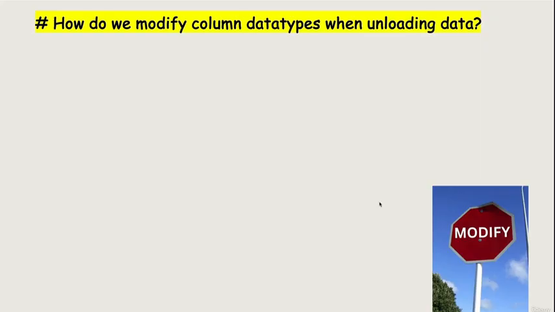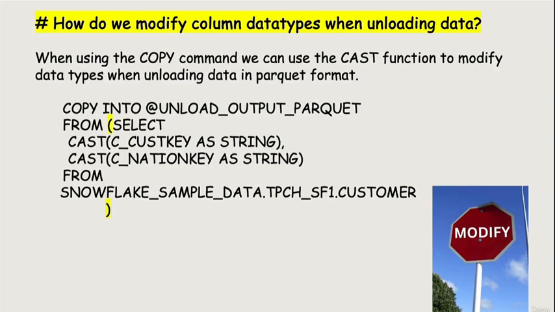How do we modify column data types when unloading data? Before we discuss as to how we modify column data types, let us try and understand why we modify column data types. In Parquet file format, unlike the CSV and the JSON format, data types are maintained. That means when you define a Parquet column as string or integer or decimal, that data type is actually maintained inside the Parquet file format. So unlike a JSON or a CSV file format, data types matter in Parquet files.